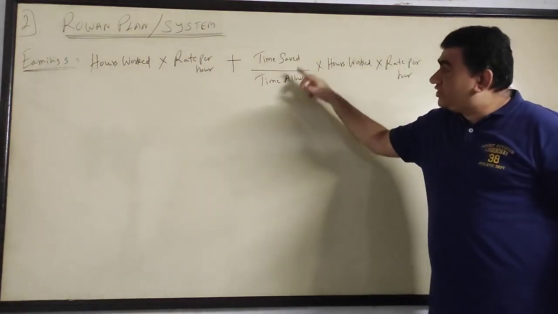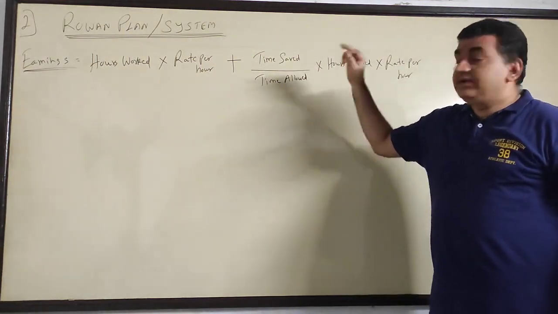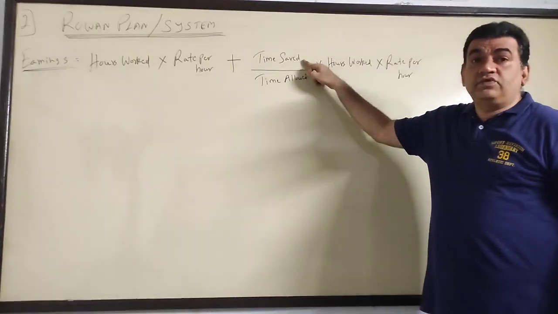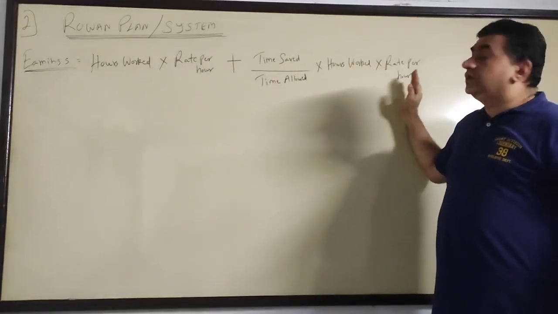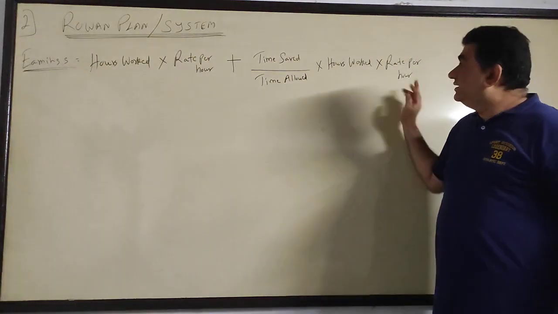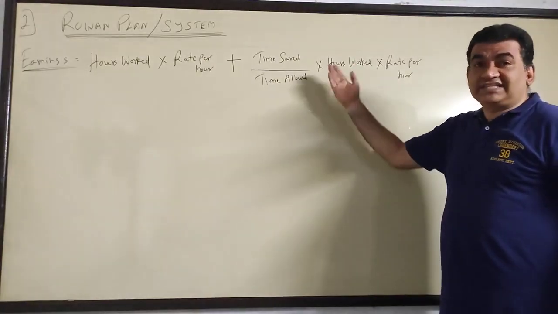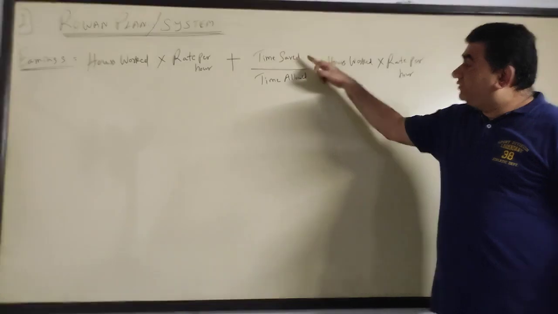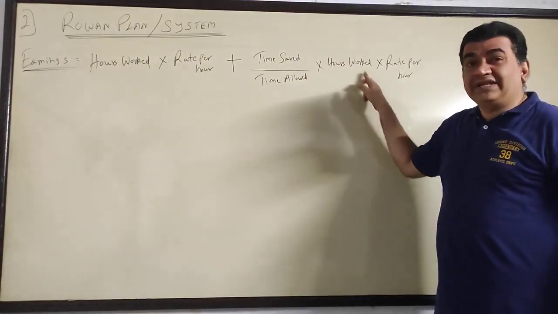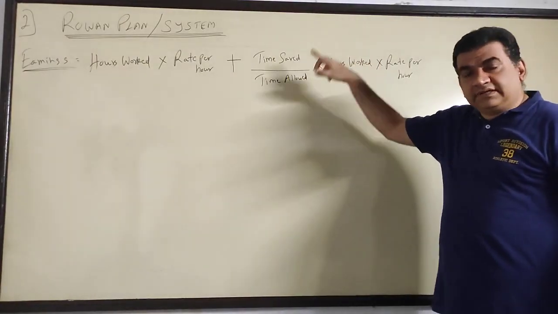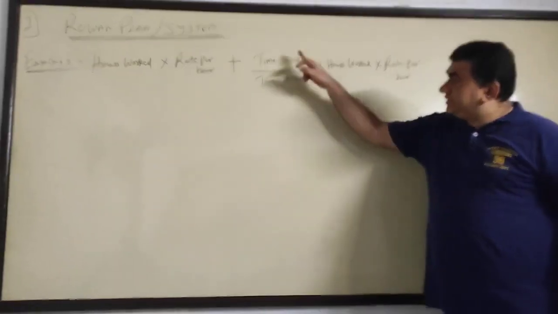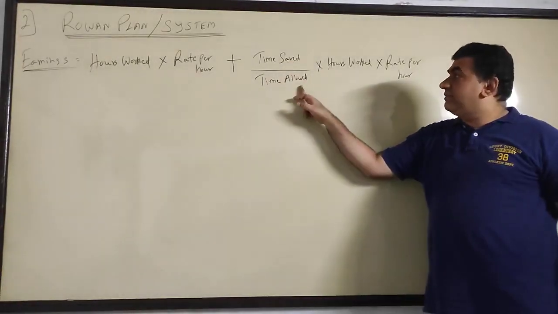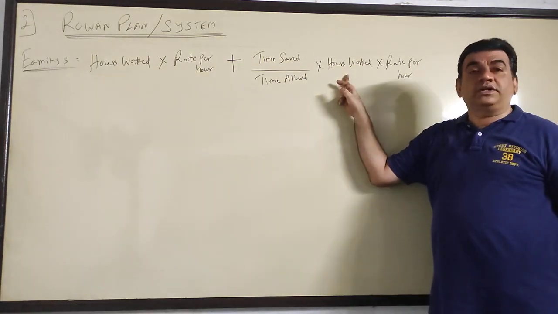So here first you have to take the incentive, the proportion of time saved to time allowed, that is the percentage, into the hours worked into rate per hour. In Halsey, hours worked was not in the second part. It was 50 upon 100 into time saved, where we wrote time allowed minus actual hours into the rate per hour. But here it is proportion of time saved to time allowed into hours worked.